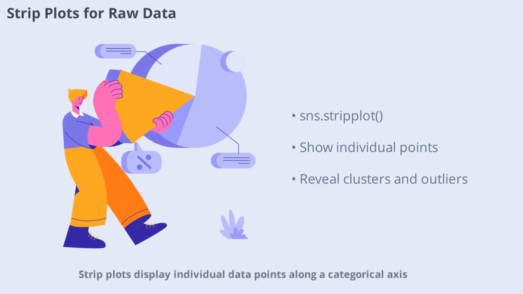Strip plots display individual data points along a categorical axis, making it easy to see the raw distribution. In Seaborn, sns.stripplot scatters points for each category, which can reveal clusters or outliers that summary plots might miss. You can combine strip plots with box or violin plots for added context. Let's use a strip plot to visualize individual tip amounts by day in our dataset.